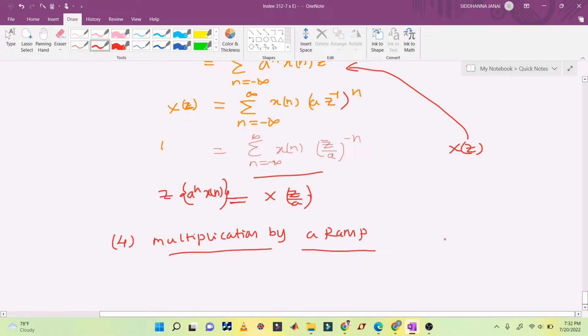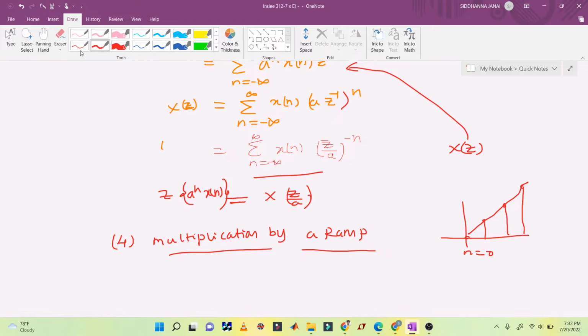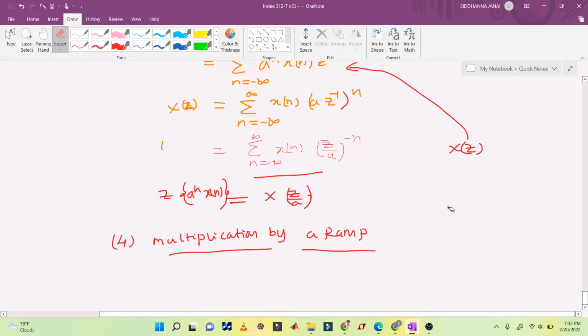You know the ramp signal, right? When n is equal to 0, output is 0. N is equal to 1, output is 1. N is equal to 2, output is 2. N is equal to 3, output is 3. Likewise, it will go in this order. That's why it is called the ramp signal. Multiplication by this n will lead us to the differentiation of the Z transform.